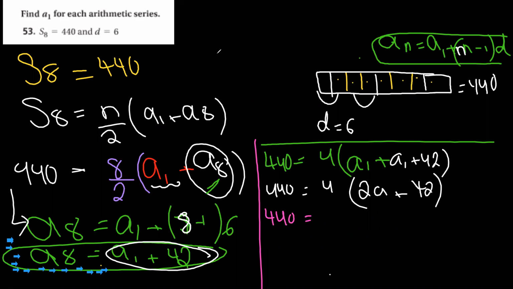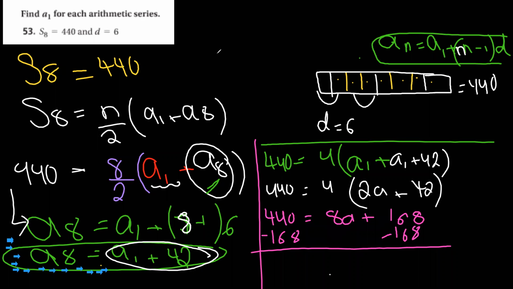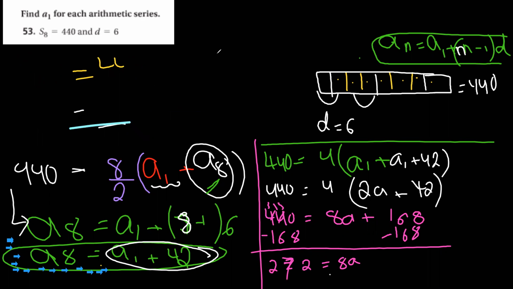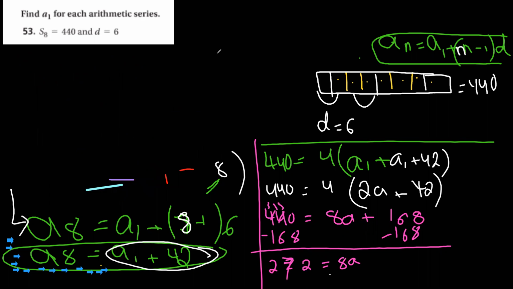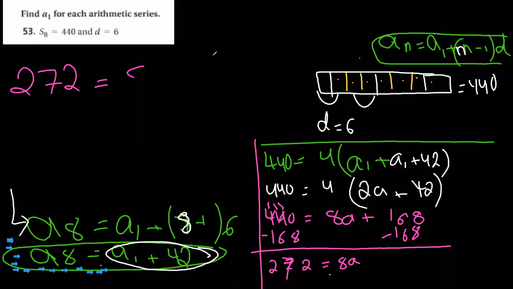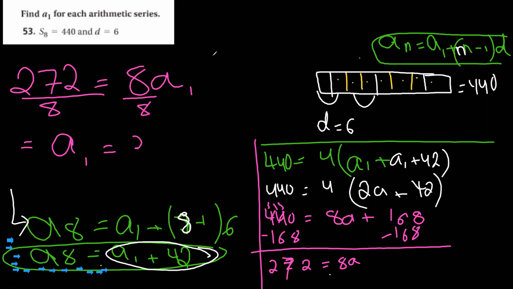So 440 is 8A plus 4 times 42 is 168. Then minus 168 from both sides. 440 minus 168 is 272. So 272 is equal to 8A. Then after that, divide over 8. Thirty-four. Thank you. So A1 is equal to 34.